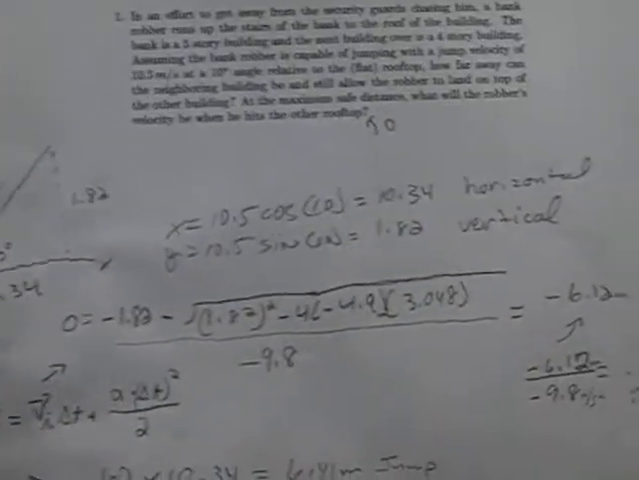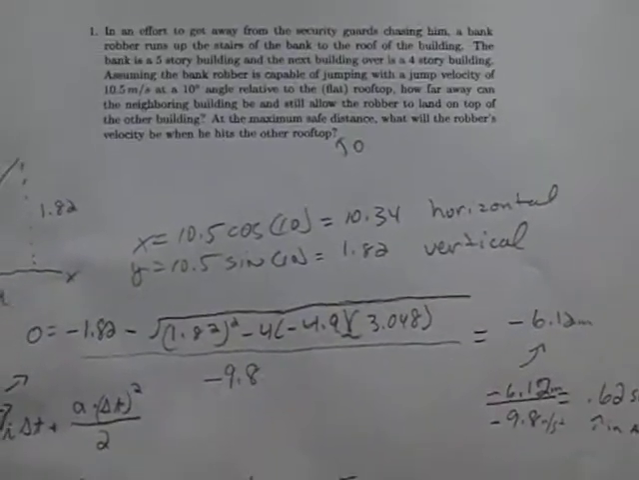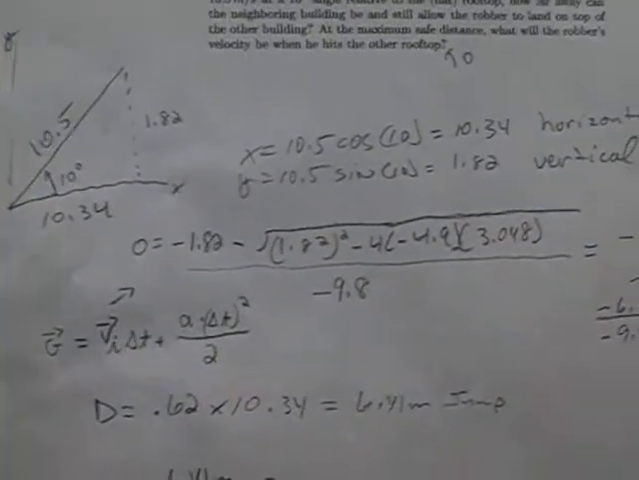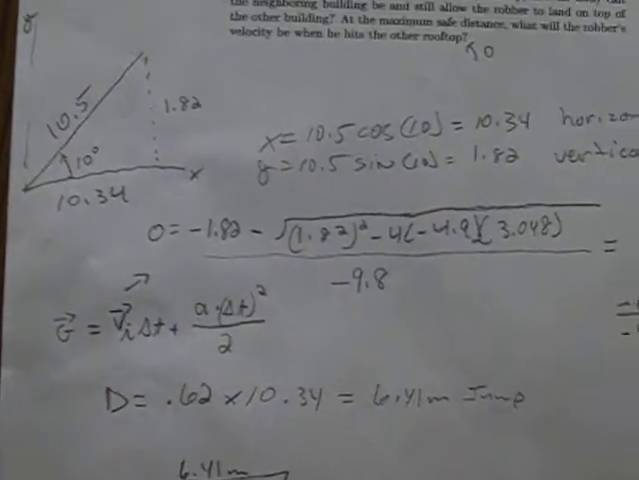Alright, well, so here's the equations that I came up with. I drew a diagram of my vertical and horizontal components. As you can see there, 10.5 cosine 10 and then 10.5 sine of 10, and those are what I computed. And this is the formula that I used to come up with the time that the robber spent in the air. It's a quadratic equation.